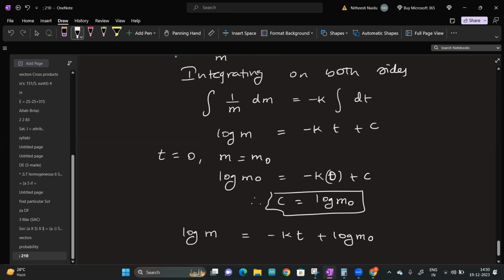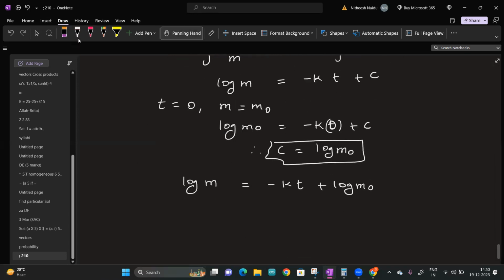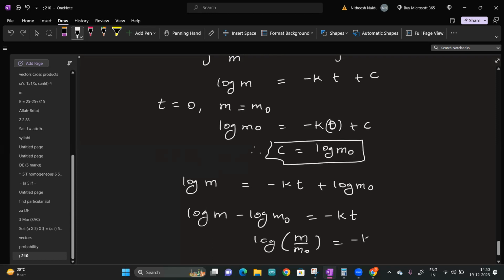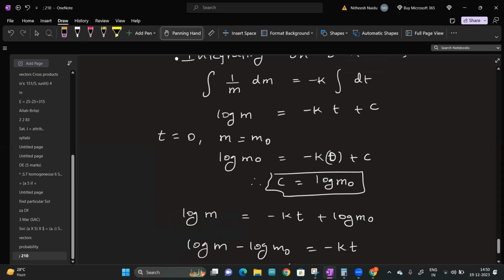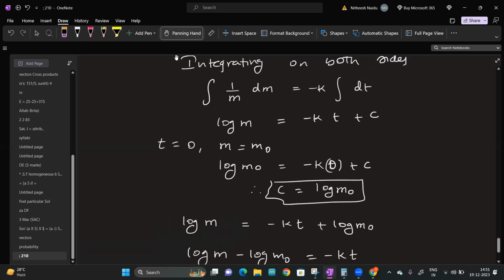Okay, now we will move to this logarithmic part, making logarithms on the same side. Log m minus log m naught is equal to minus kt. That means you can write log m by m naught is equal to minus kt. We need to calculate this k value. Okay, we need to fix it out. So what do we do? Make it fast.